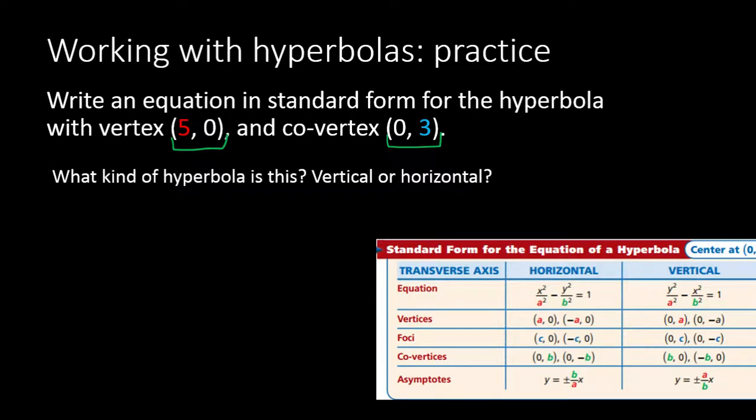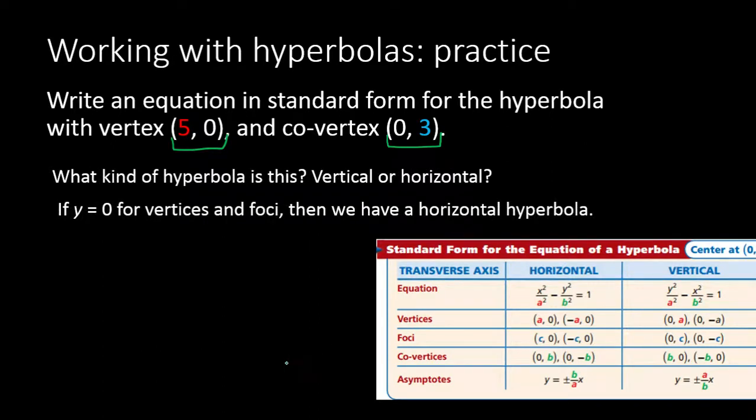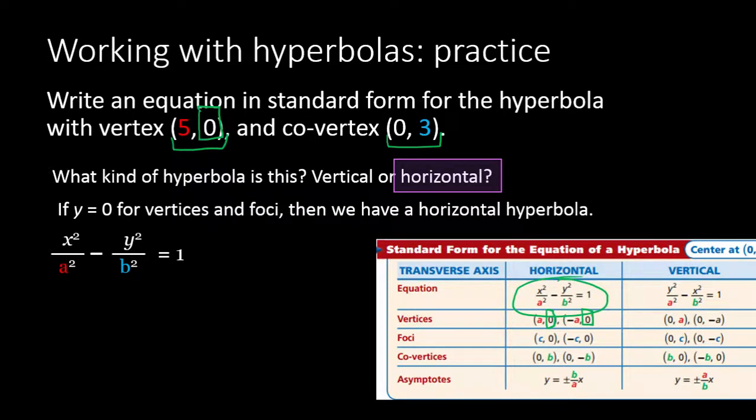Because y equals 0 for the vertex, here I have a vertex (5, 0), so notice I have a 0 as a y coordinate, and sure enough, 0 is here. So this must be a horizontal hyperbola. Now that I know that, I know that the basic equation will look something like this. Now I just need to fill in a squared and b squared. It turns out that a squared corresponds to that a value for my vertex. So a equals 5. You can see that I looked at the x value of my vertex, looked at the table, and I'm matching that if a is here and a equals 5, then this a must equal 5 too.